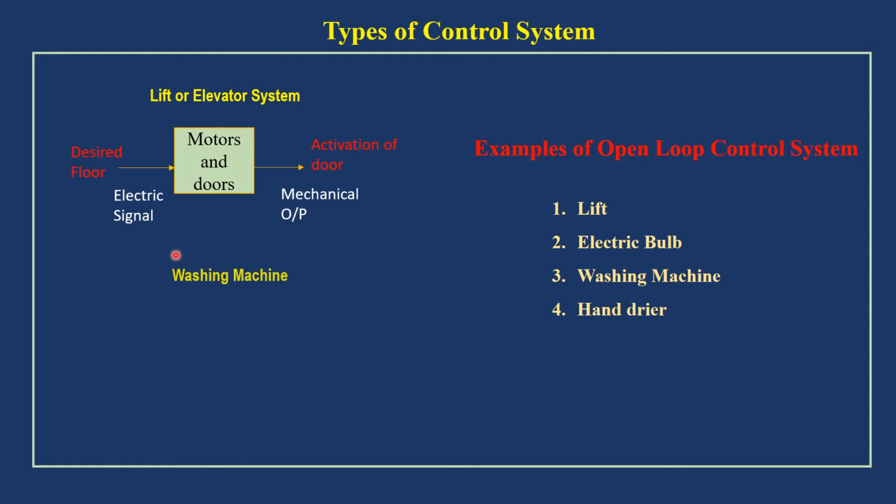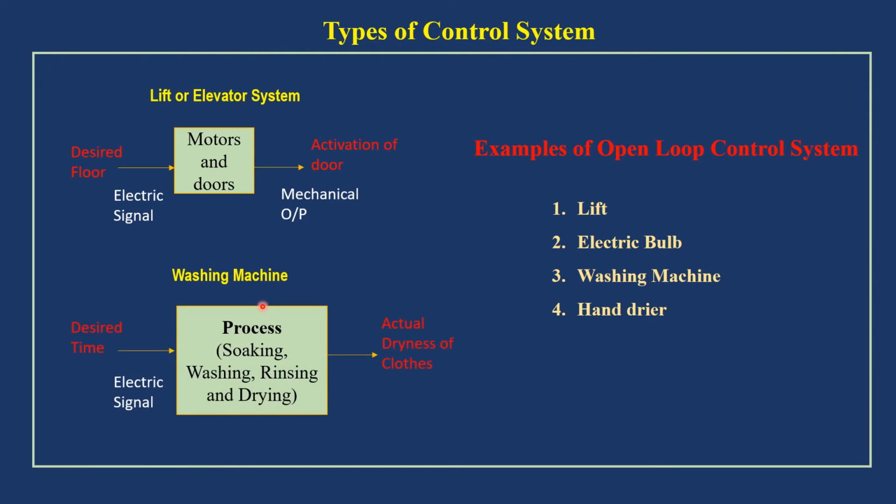And then the washing machine system. What are the processes done in the washing machine? Soaking, washing, rinsing and drying. So here the desired time will be given as input, and that will be converted into the electrical signal for the four processes: soaking, washing, rinsing and drying for the motor. The electrical signal is given to the motor, and those processes will be done, and it gives the output as the actual dryness of clothes. Actual dryness of clothes will be the output.